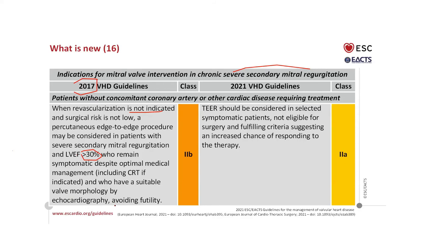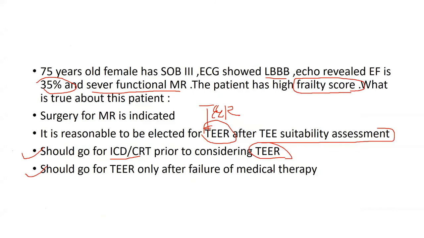Now look at the 2021 guidelines. Transcatheter edge-to-edge repair should be considered in selected symptomatic patients, not eligible for surgery, and fulfilling criteria suggesting an increased chance of responding to therapy. Do they talk about optimal medical therapy here? No. Do they talk about ICD-CRT? No. So in the new guideline, they tilted more to early edge-to-edge repair before exhausting the medical therapy and ICD-CRT therapy. So in this case, it's reasonable for this patient to be elected for TEER after suitability assessment, without completion of the optimal medical therapy and without CRT. Okay, you get the point.